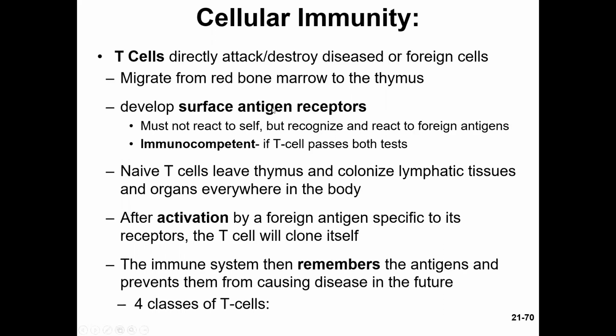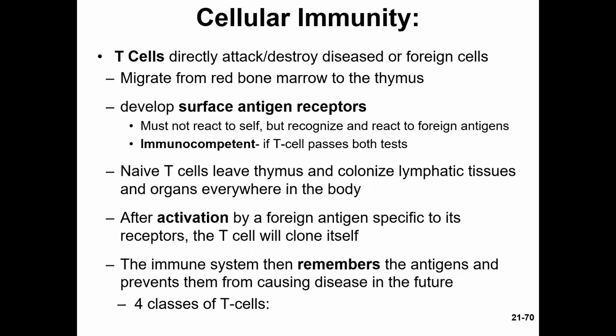So T cells directly attack or destroy diseased or foreign cells. They migrate from red bone marrow to the thymus. They develop surface antigen receptors, but they do not react to the self, but recognize and react to foreign antigens. A T cell is immunocompetent if it passes both tests. A naive T cell leaves the thymus and colonizes lymphatic tissues and organs everywhere in the body. After activation by a foreign antigen specific to its receptors, the T cell will clone itself. The immune system then remembers the antigens and prevents them from causing disease in the future.